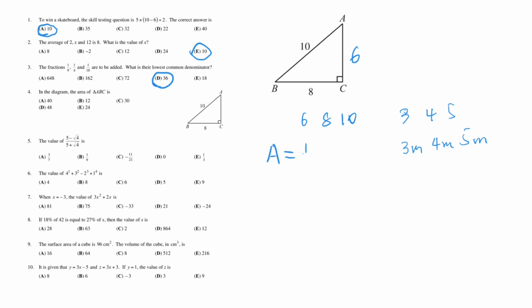Triangle area is 1/2 of the base, that's 8, times the height, that's 6. Cancel the 2, that's 4 times 6, so 24 is the area. Therefore, for number 4, the answer is E.